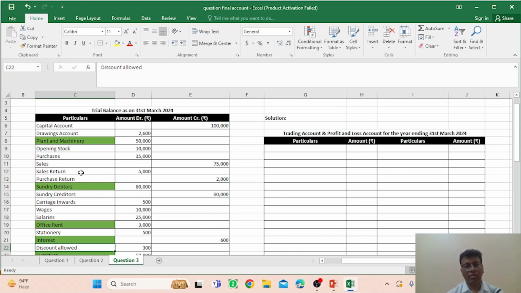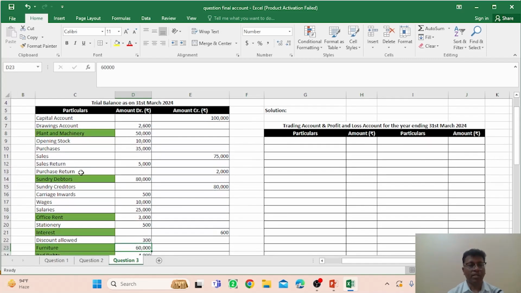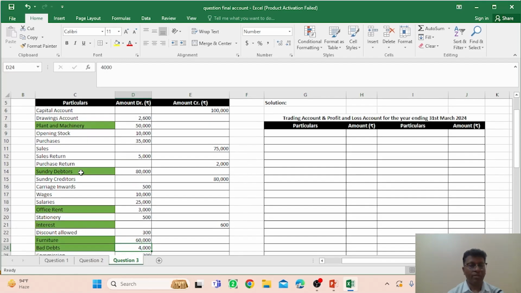And discount allowed, no doubt, you are giving the discount, you are providing the discount, it is the loss for the business, and all the losses and incomes would be shown in the P&L account. So it is the part of P&L account debit side. And furniture, it is an asset, so it is to be shown in the balance sheet asset side. And if the depreciation is given to you, you have to charge, you have to reduce the furniture value by that particular given percentage of depreciation. And bad debts, it is the loss again for the business. It means the debtors are not making the payment as per the requirement, as per the accounts balance. So bad debts is the loss for the business.